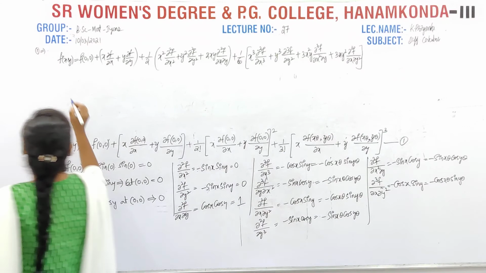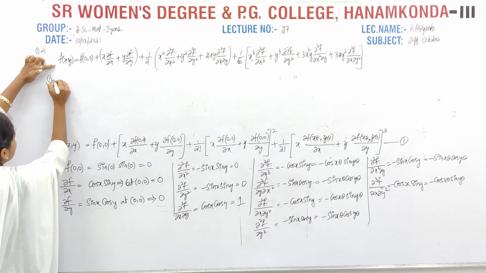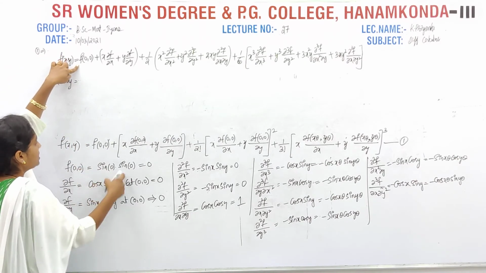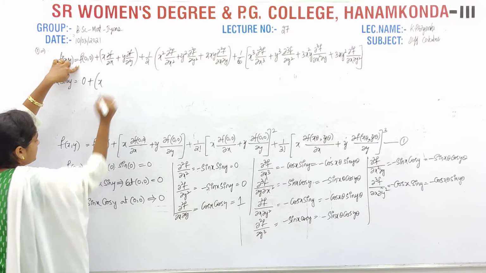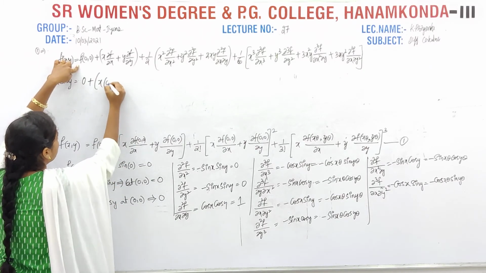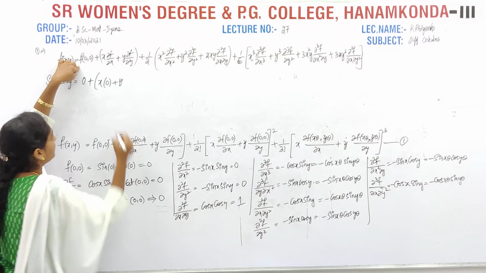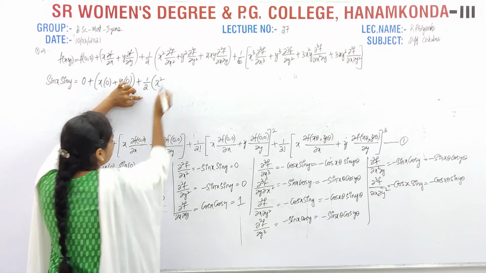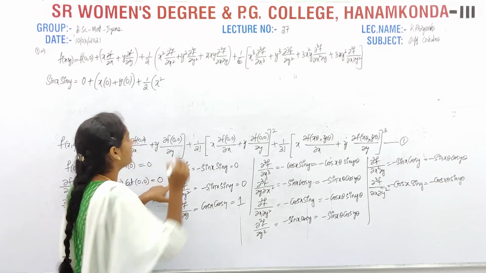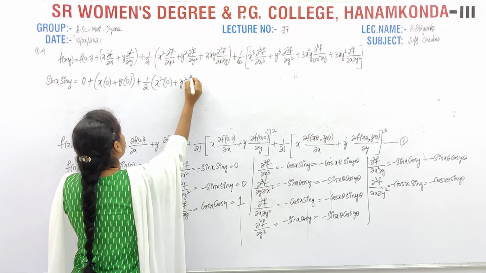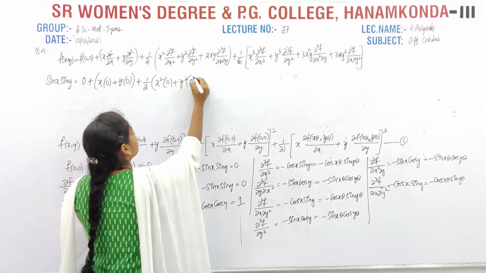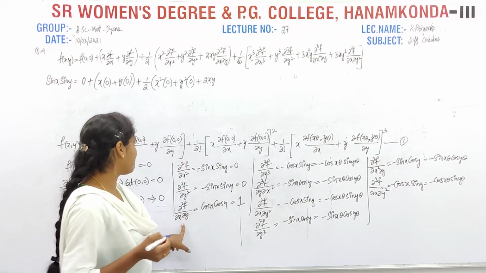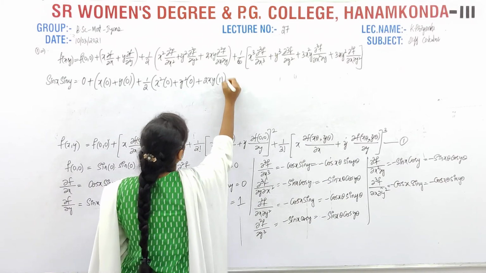Now here I am substituting the required values. f of x comma y means sin x into sin y. Okay, now f of 0 comma 0 is 0, plus x into ∂f/∂x is again 0, plus y into ∂f/∂y is again 0, plus 1 by 2 of x square into ∂²f/∂x² is 0, plus y square into this one again is 0, plus 2xy into cos x into cos y. The ∂²f/∂x∂y value is nothing but 1.